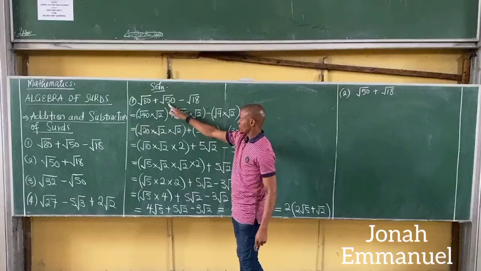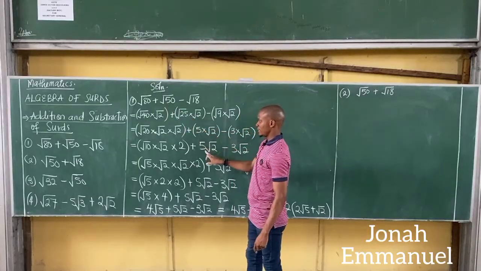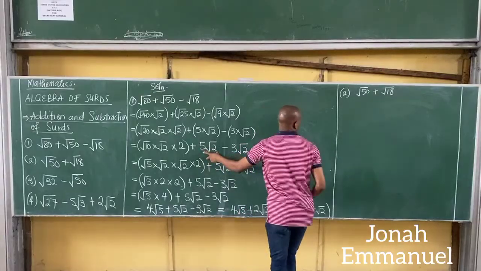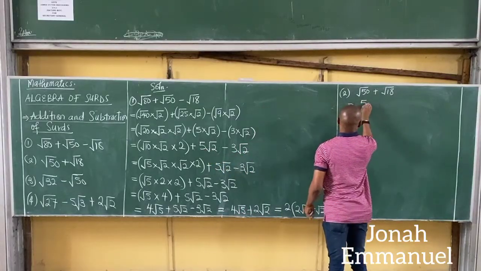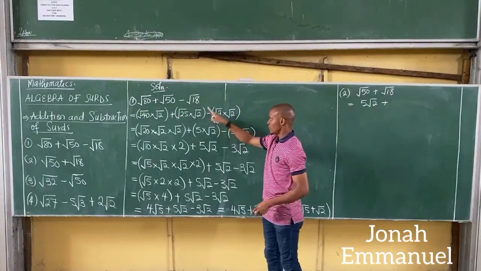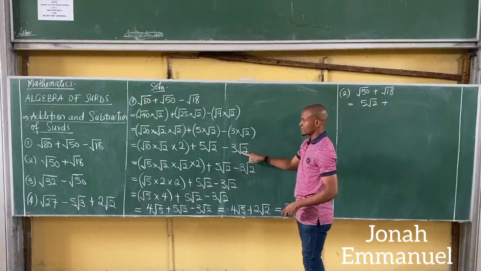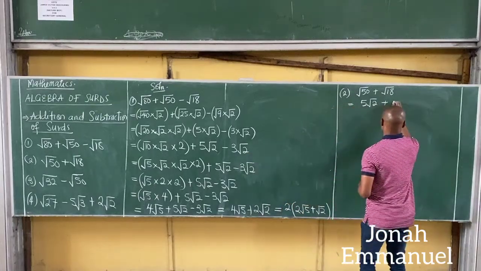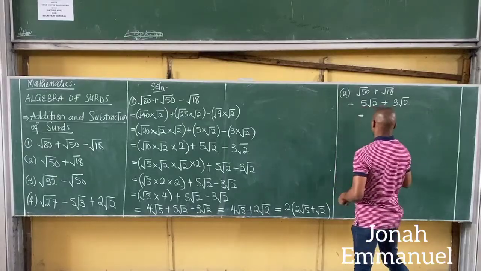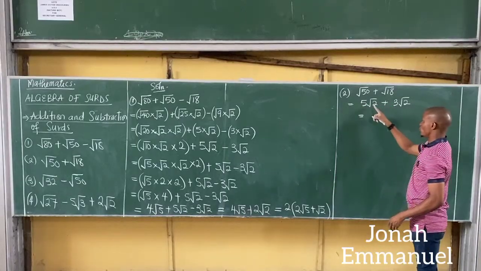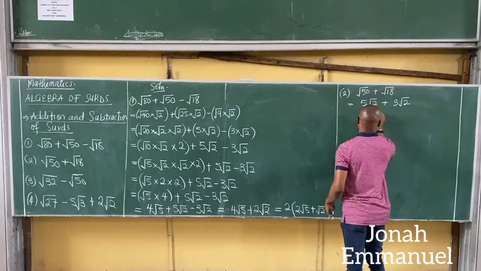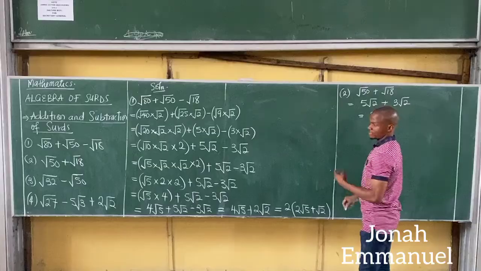With 50 here, which was this, this, and this. Hence, this is equal to what there? 5 root 2. This is now equal to 5 root 2 plus, look out for root 18. That was this. That was what there? 3 root 2. So 3 root 2. At this point now, add them up. They are similar sorts. So root 2 and root 2, we can add them. 5 plus 3 is what there? 8 root 2. That's the answer to that.